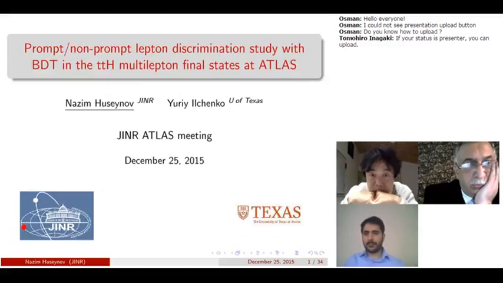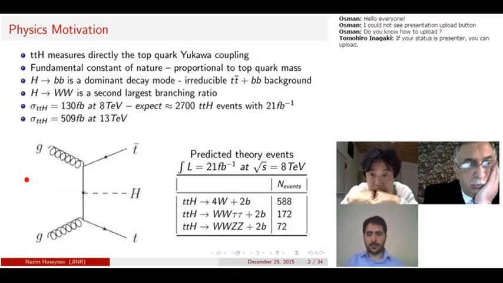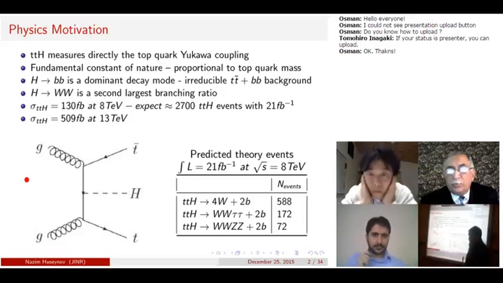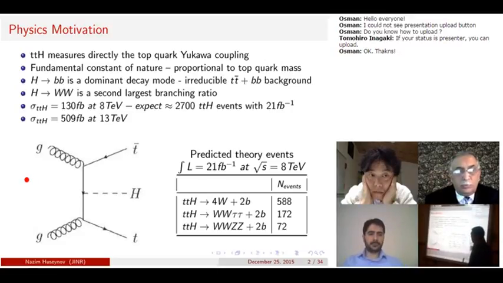A few words about the physics motivations. I worked in the Higgs group. In ATLAS, physics has one big Higgs group. It's divided into 8 physics subgroups, and one of these subgroups is ttH, and one of its several subgroups is the ttH multi-lepton group. Our physics motivation is that ttH measures directly the top Yukawa coupling, which is considered proportional to the fermion mass, in our case the top quark mass.